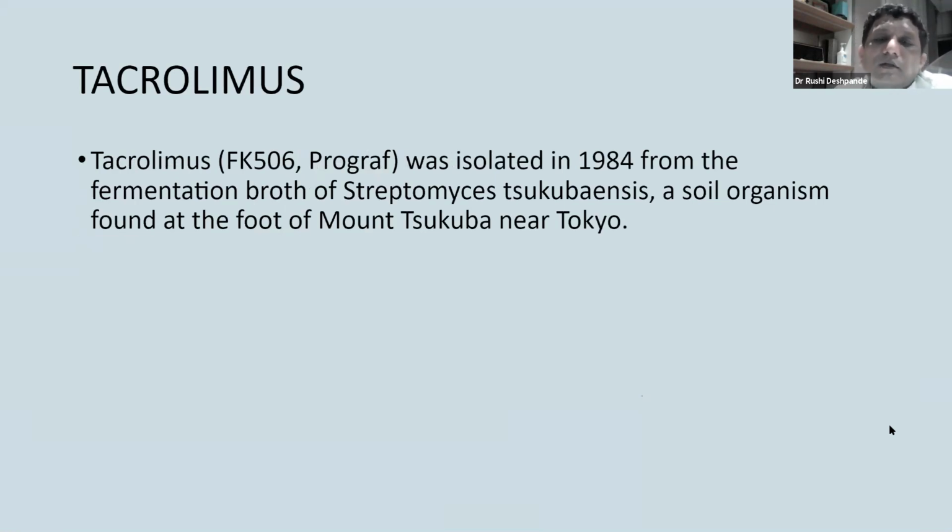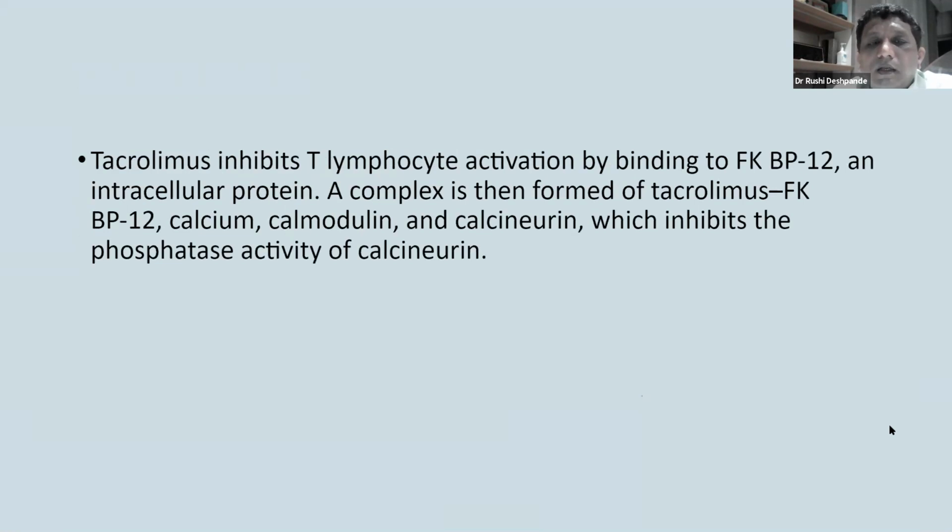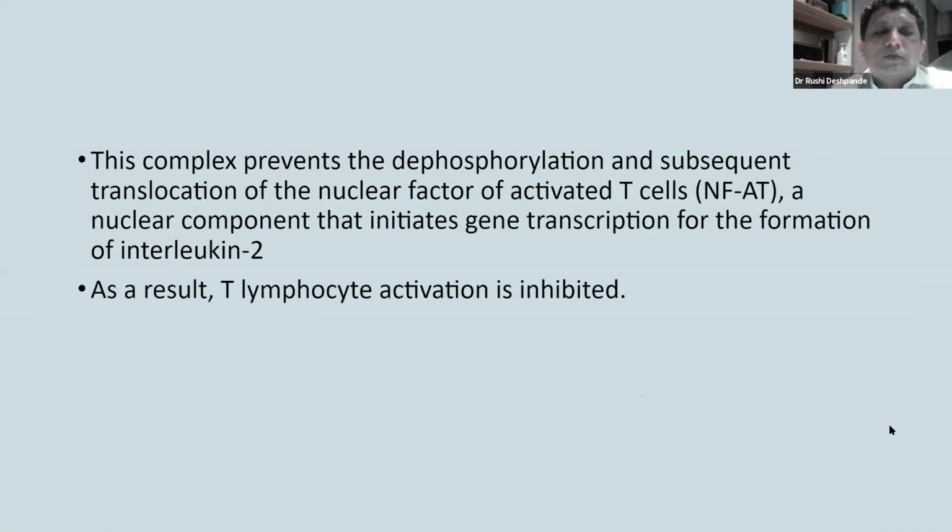Tacrolimus is very similar. It is also called FK506. It is derived from a fungus in Japan, and it inhibits T cell lymphocyte activation by binding to the FK binding protein 12, which is an intracellular protein, and it forms a complex with the FK binding protein, calcium, calmodulin, and ultimately inhibits calcineurin. So it does the same thing in a different way. It does not work through the cyclophilin, it works through FK binding protein. The final effect is the same, binding with calmodulin and inhibiting calcineurin. Okay, so downstream all the effects are the same for tacrolimus and cyclosporin.